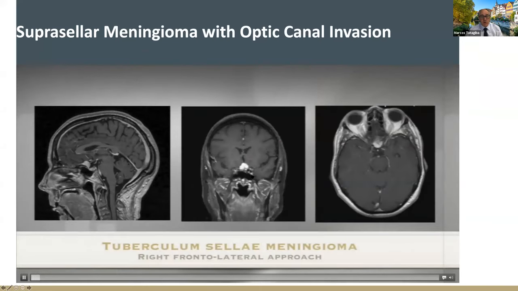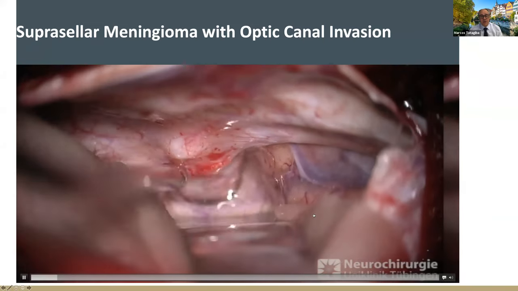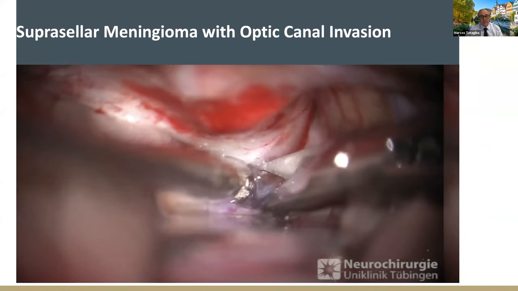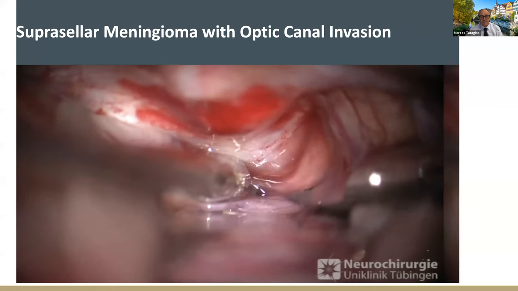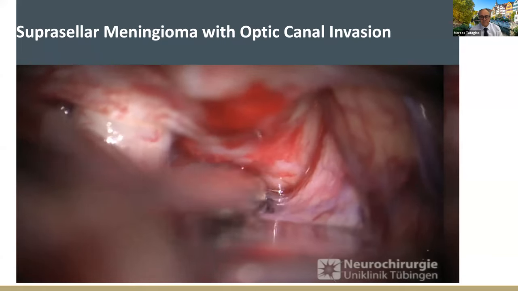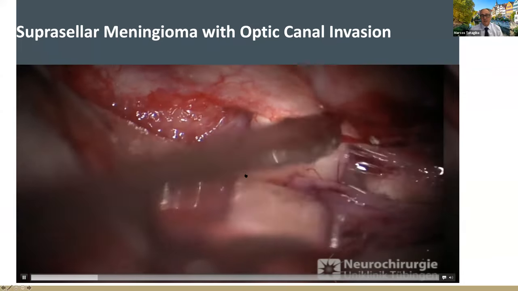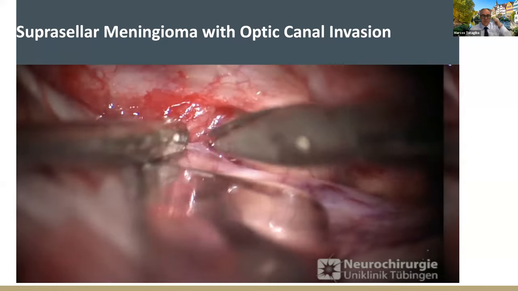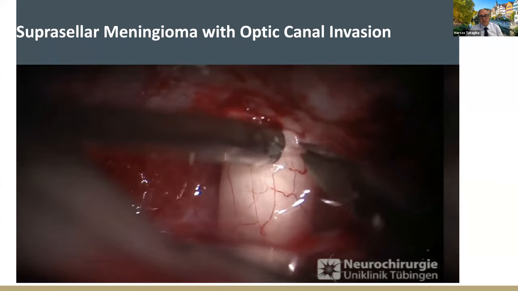So small tumor, but producing a lot of visual deficits on the left side. So now we are opening the cistern, like it's the same like the other case. The oculomotor nerve, and you see here, this is the optic nerve. So as I said, patient had some visual deficits.